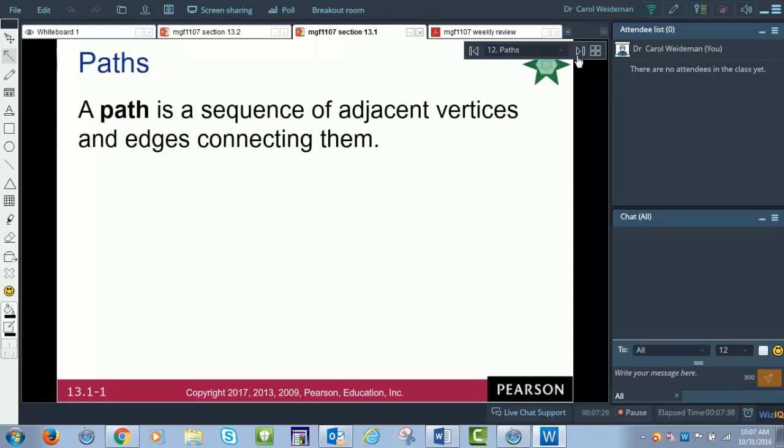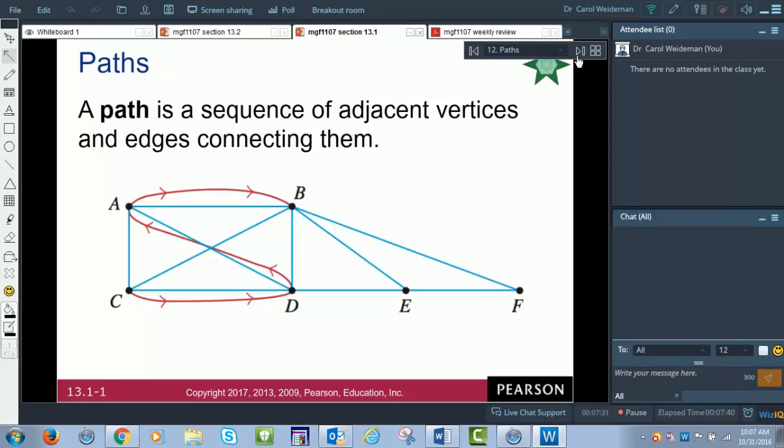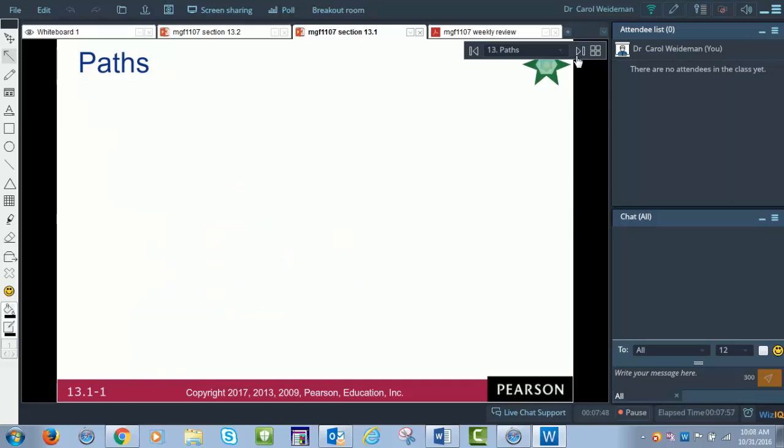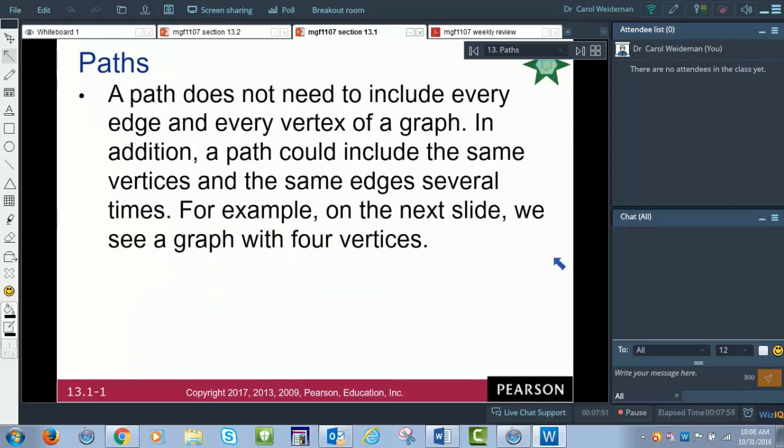A path is a sequence of adjacent vertices and the edges connecting them. One particular graph can have multiple, maybe even an infinite number of paths that go through it. There's not necessarily going to be just one path. So if we notice here, here's a path starting at C, which goes to D, which goes to A, which goes to B. A path does not have to include every edge and every vertex of the graph. In addition, the path could include several vertices and the same edges several times.